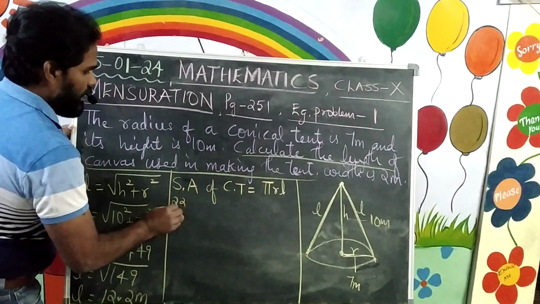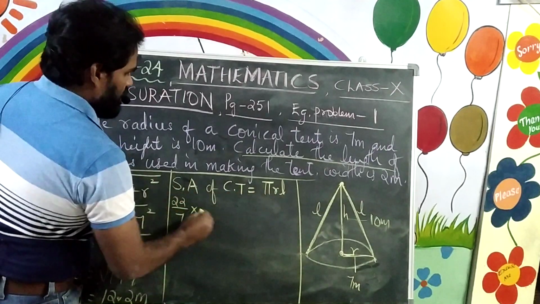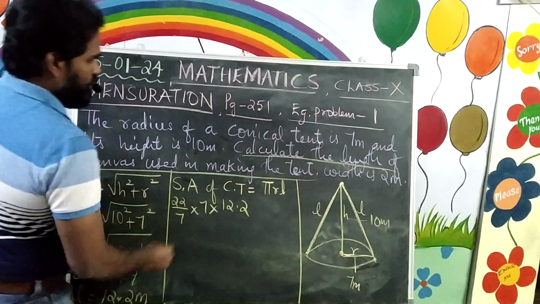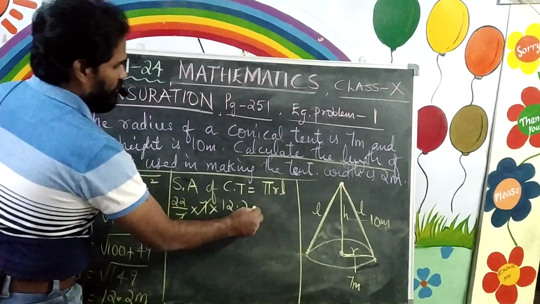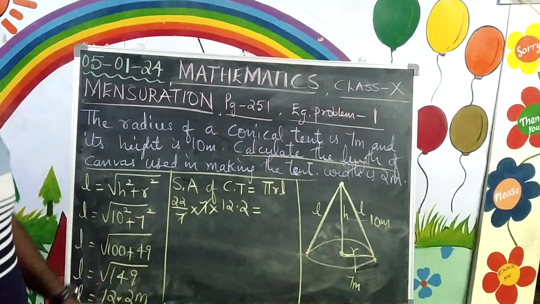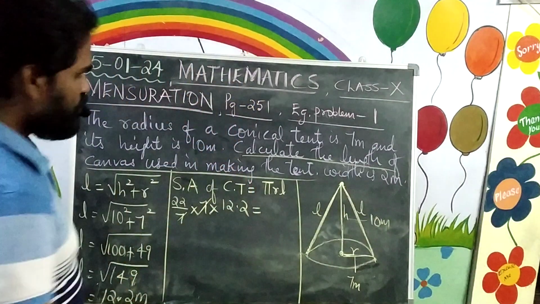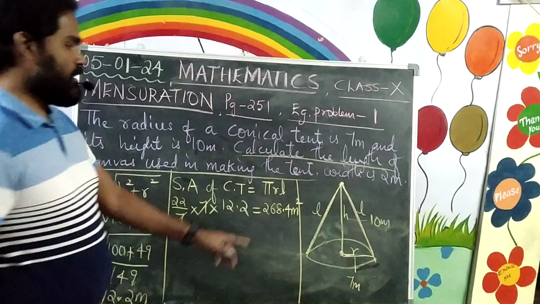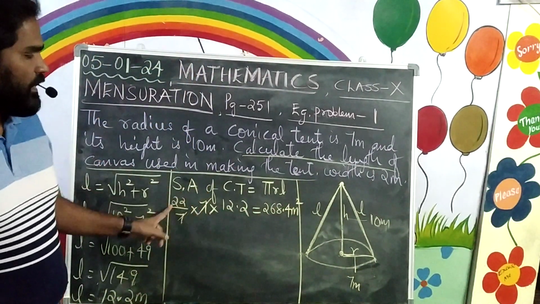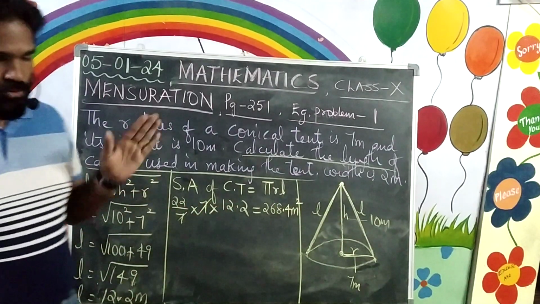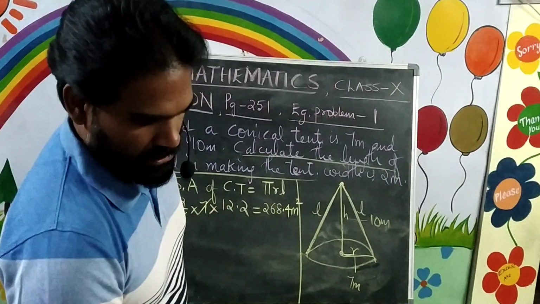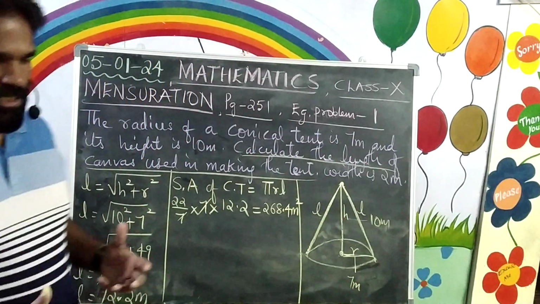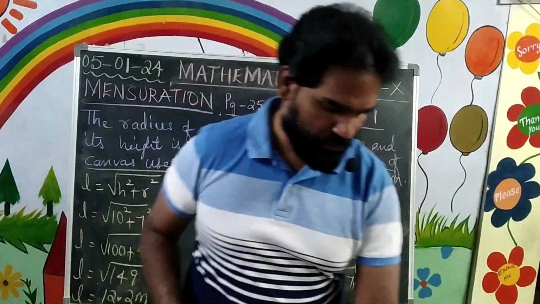Pi value can be taken as 22 by 7, the value of R, the radius, is 7, and the L value is 12.2. Now cancel the numerator 7 and the denominator 7. Now you are left with 22 multiplied by 12.2, which is 268.4 meters square. This is the value you would get after multiplying these two values. So 268.4 meter square is the surface area of the canvas cloth required to make this tent.